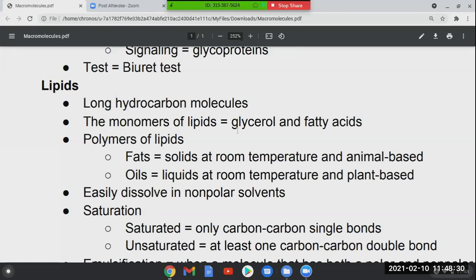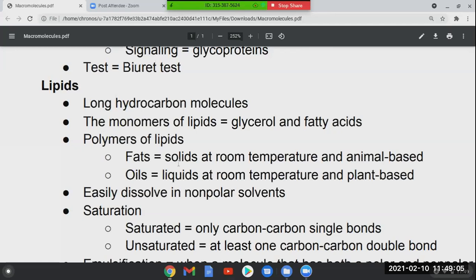The monomers of lipids, typical examples include glycerol and fatty acid. Glycerol is, in a sense, an alcohol, as you can see, it ends with "ol". But since it has 3 carbons and it tends to be non-polar compared to other molecules, it's considered a monomer of lipid. Polymers of lipids include fats and oils. Don't confuse this one. Lipids are the larger category, and within it we have fats and oils.